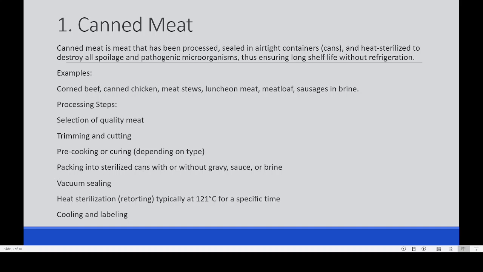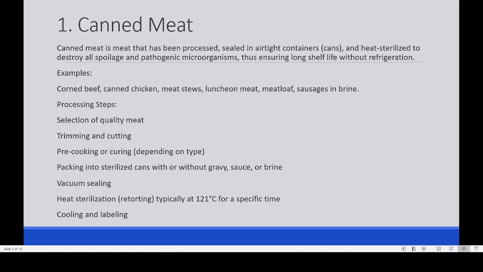Then packing into sterilized cans with or without gravy, sauce or brine. Most of the time you can see that some of the products are only dry products. There will not be any gravy. Others are almost like a curry, so that you can directly open the lid, pull it open directly, and eat. Some come with gravy, others may not. Here you can see, I think, sardine or other fish. It is this way that canned meat preparations are usually prepared.